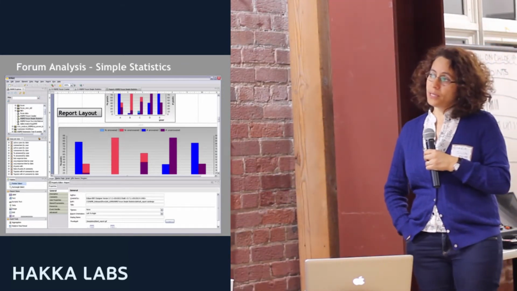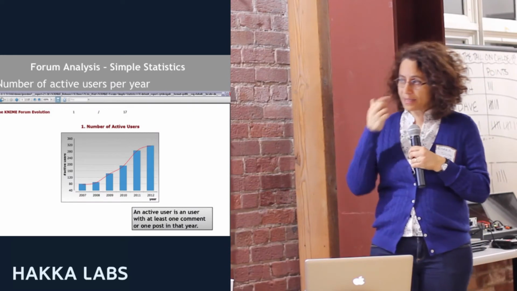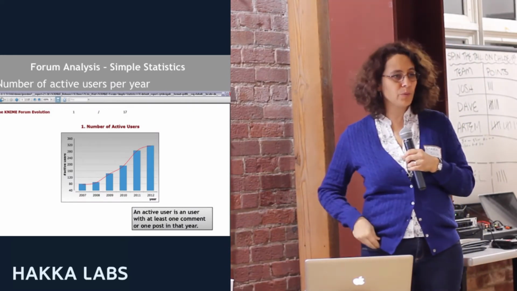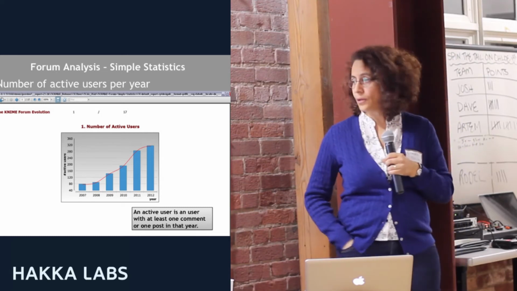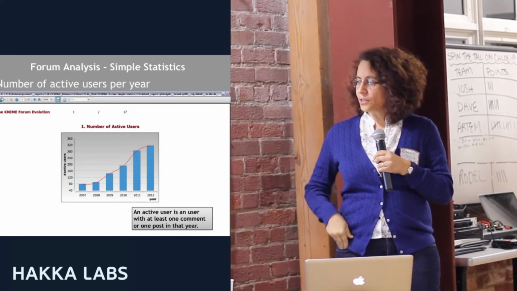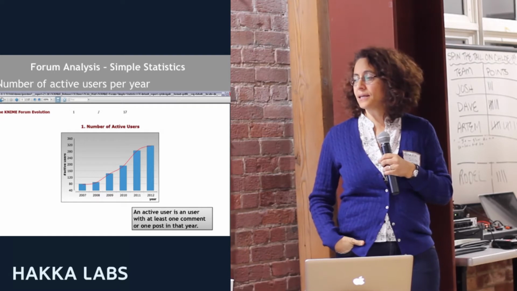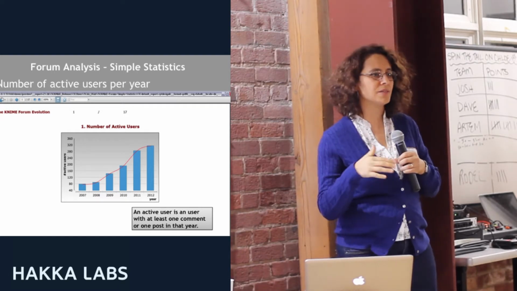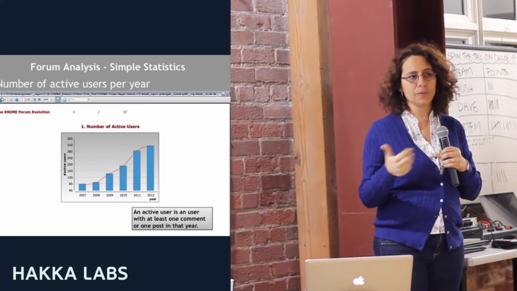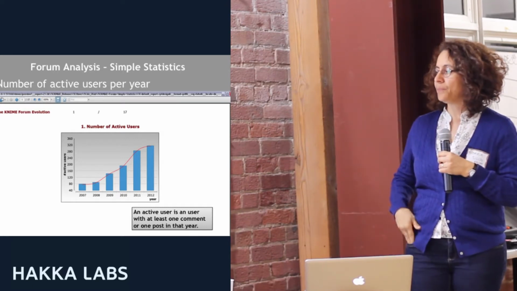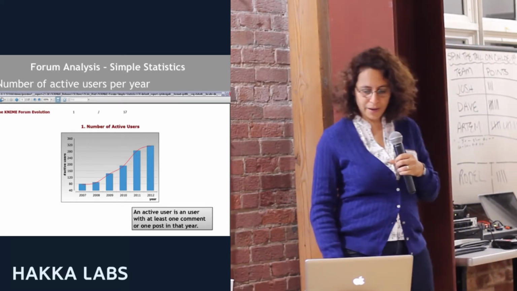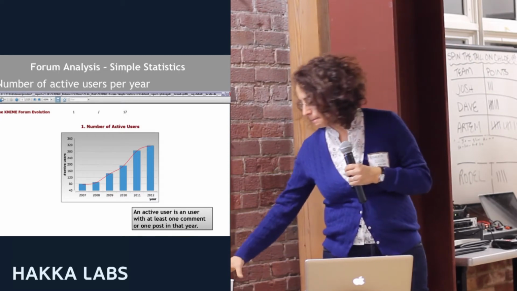First of all, the number of active users. As I said, we started in February 2007, when the forum was created, until the end of 2012. So you see the number of active users is growing nicely. An active user is a user that has written at least once in the forum. If he hasn't written during that year, then he's not considered for this bar for this year here.